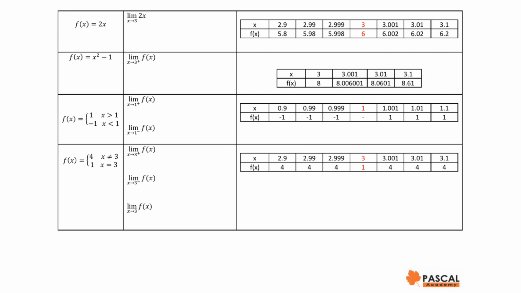In this section, we calculate a couple of limits using the table of values. Let's find the limit of 2x as x approaches 3. Our expectation is when x is getting close to 3, 2x is getting close to 6. We evaluated the values of the function at 3.1, 3.01, 3.001 from the right side. As x approaches 3, f of x approaches 6. Similarly from the left side. Therefore, the limit of 2x as x approaches 3 is 6.